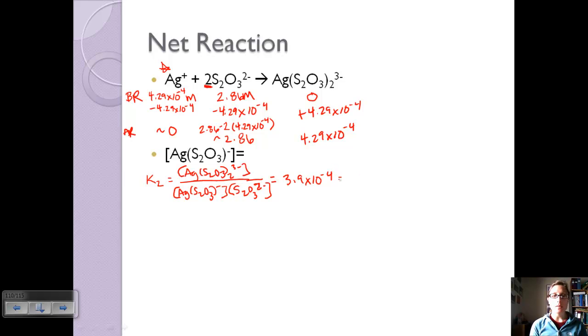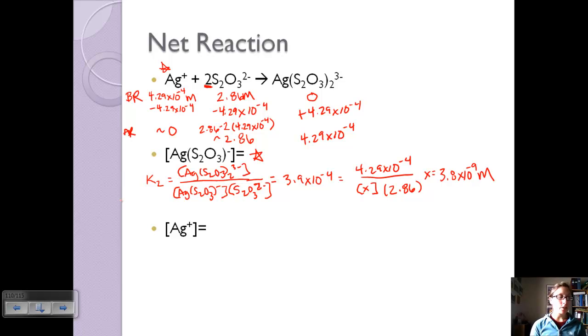And so basically we can rearrange or just plug in. This one was 4.29 times 10 to the negative 4. And then we are solving for this, so I'll just put an X in there. And then our S2O3 was our 2.86. And so basically if we solve for X, we get that X equals 3.8 times 10 to the negative 9 molar. And so that's the concentration of our AgS2O3-.